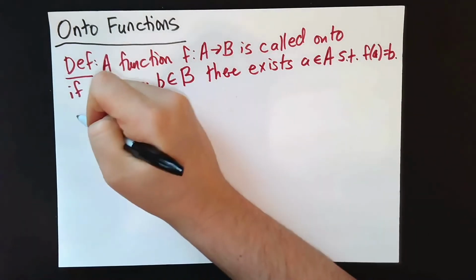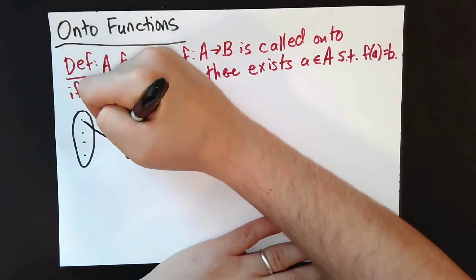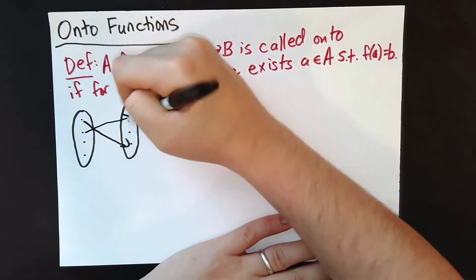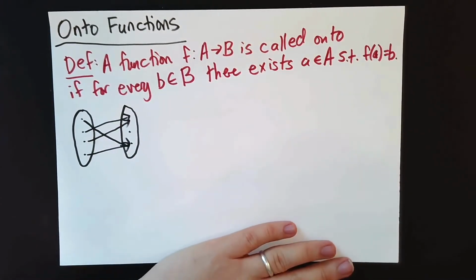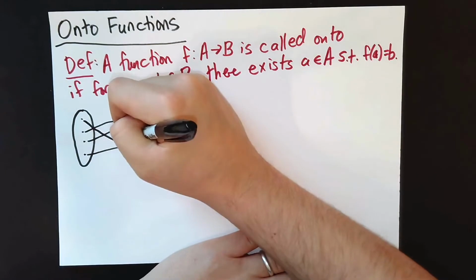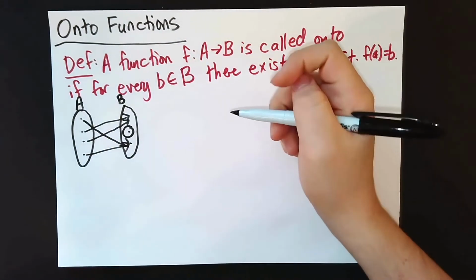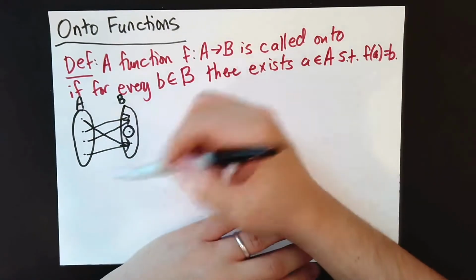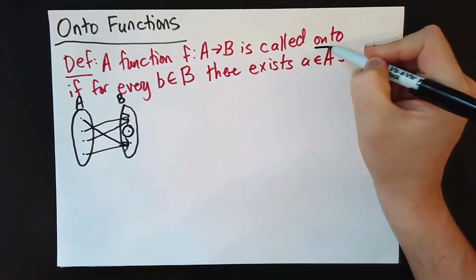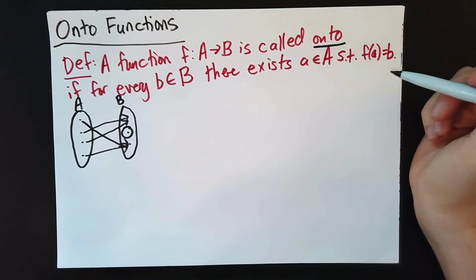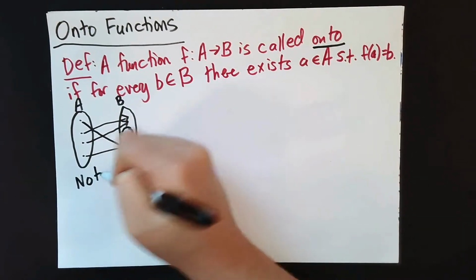Now, in terms of what this means about functions represented by these dot diagrams, I want to remind you that we had agreed that it's perfectly okay if a function does not use every output. So for example, in this case, whatever this output I've circled is, there is no input that used that output. And none of this stops this from being a function. However, what the additional constraint onto is saying is that in fact, yes, you have used every output. So this is an example of a function that is not onto.